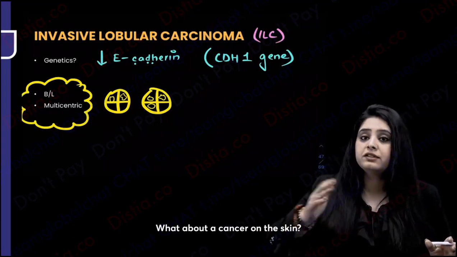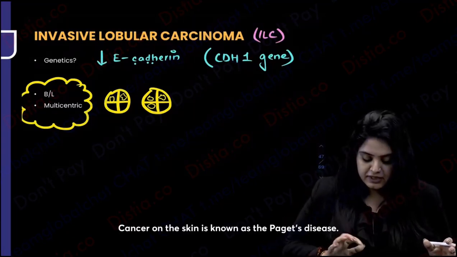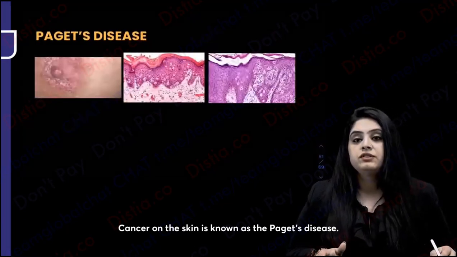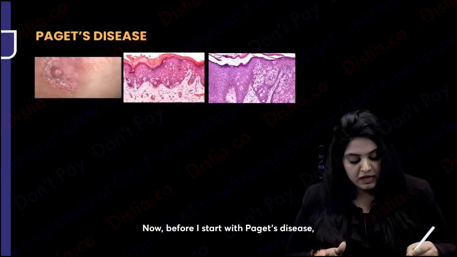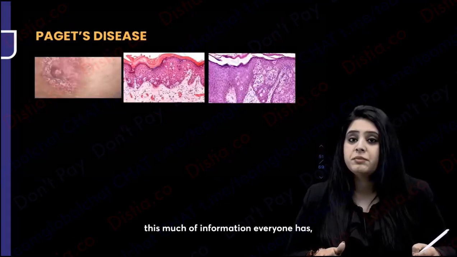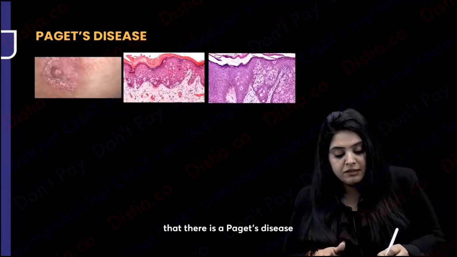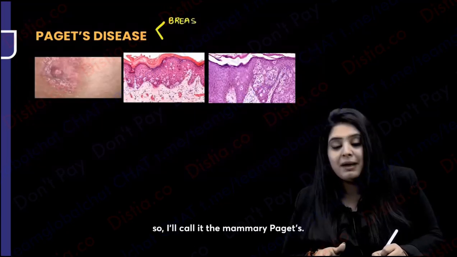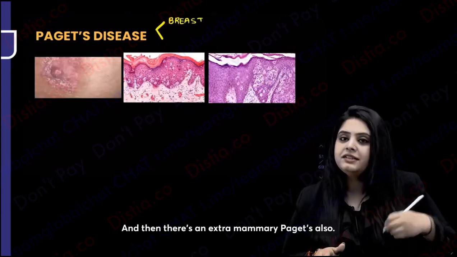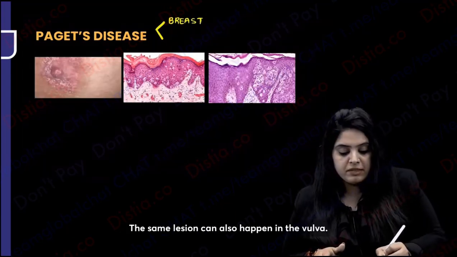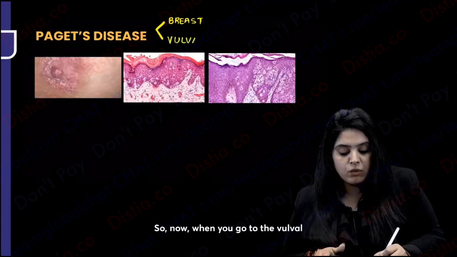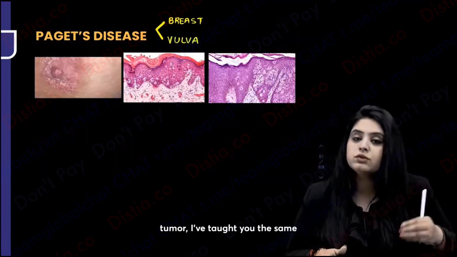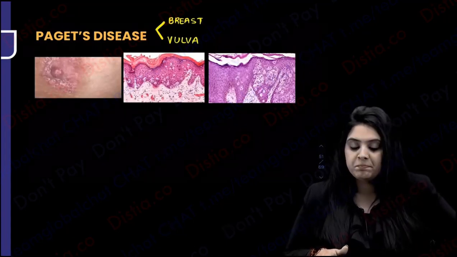What about a cancer on the skin? Cancer on the skin is known as the Paget's disease. Now, before I start with Paget's disease, this much of information everyone has, that there is a Paget's disease that you're studying over here, which is in the breast. So I'll call it the mammary Paget's. And then there's an extra mammary Paget's also. The same lesion can also happen in the vulva. So now when you go to the vulval tumors, I've taught you the same story over there as well.